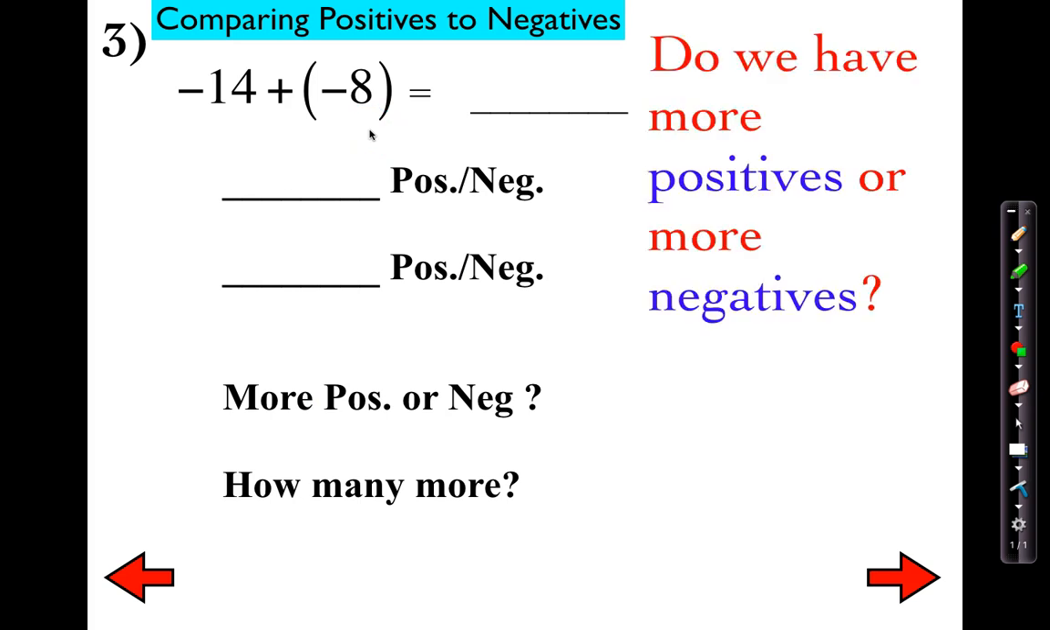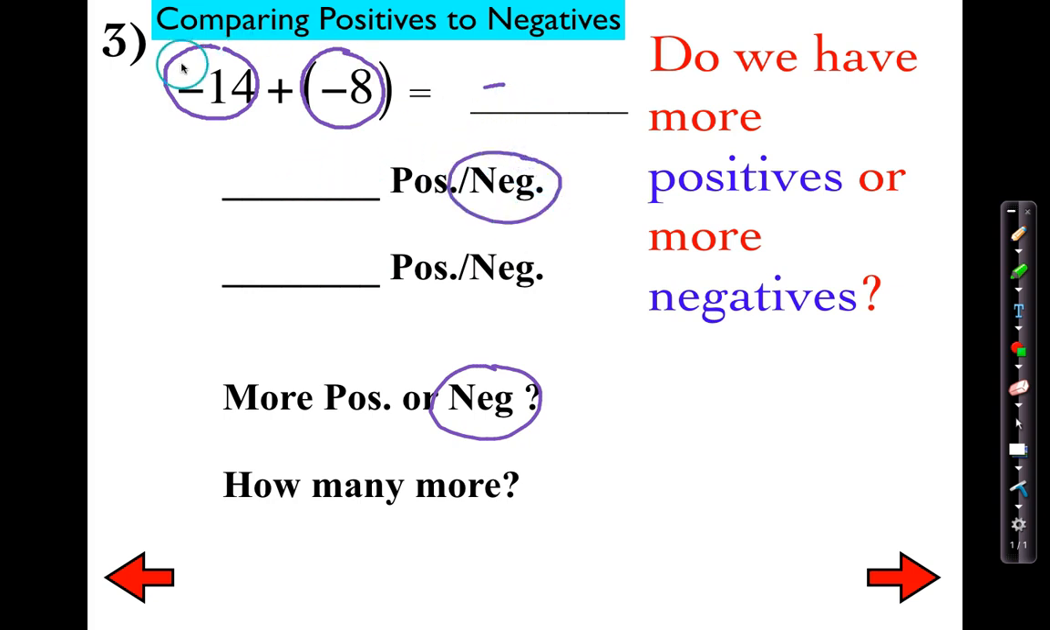Ask ourselves, are there more positives or are there more negatives? Well, here we have a -14 and here we have a -8. Guess what? Since they're both negatives, my only option is there are definitely more negatives. So I'm going to go ahead and write a negative there. Now, I'm going to first address negatives. How many negatives are there?